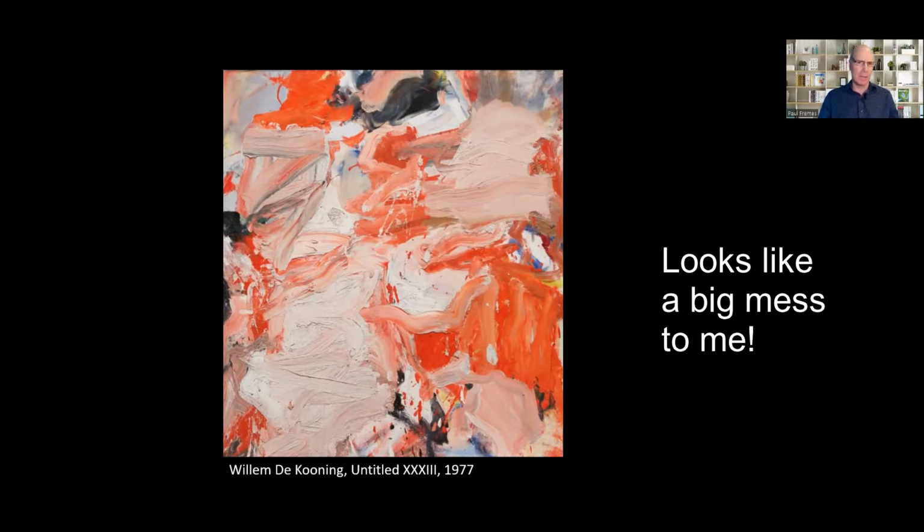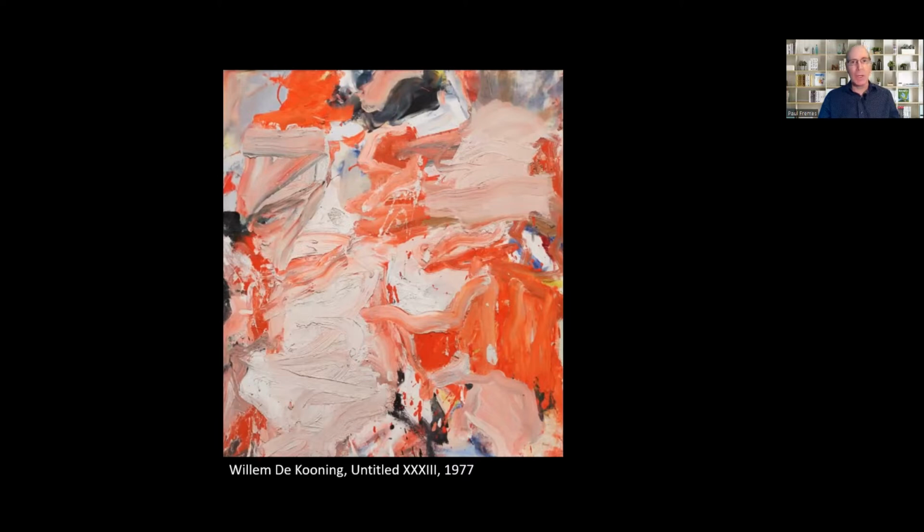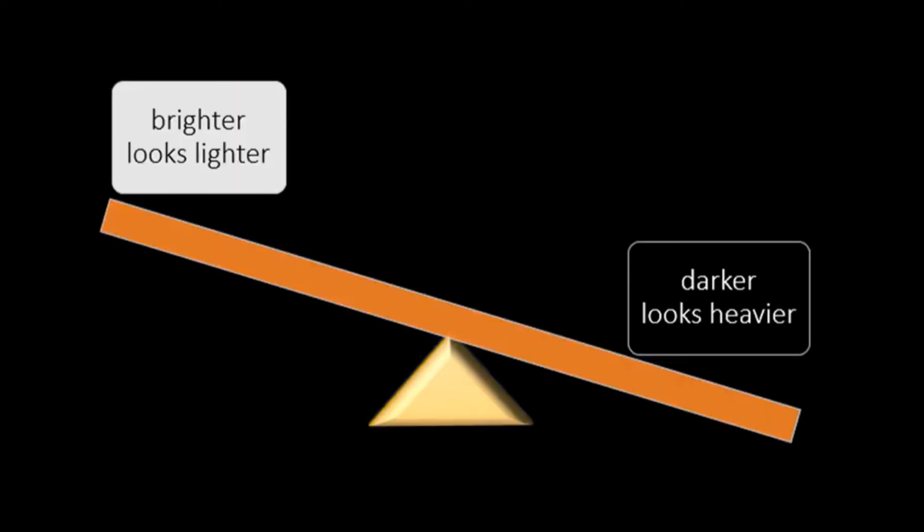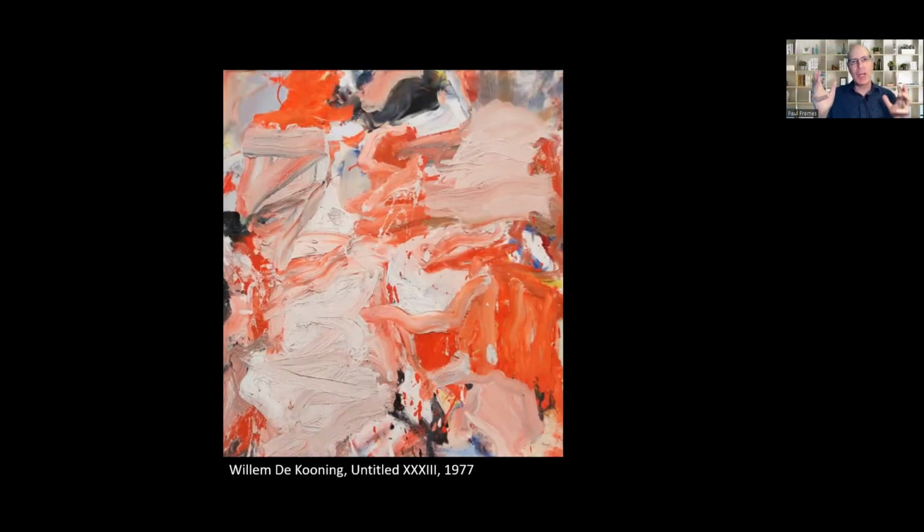Oh, really? Looks like a big mess to me. Well, I understand why you might say that. However, if you understand the brightness-weight illusion and asymmetrical balance, then I think you can start to see that this painting is actually rigorously structured. So given that dark objects can sometimes appear heavier than bright objects, the two sides of this image asymmetrically balance.